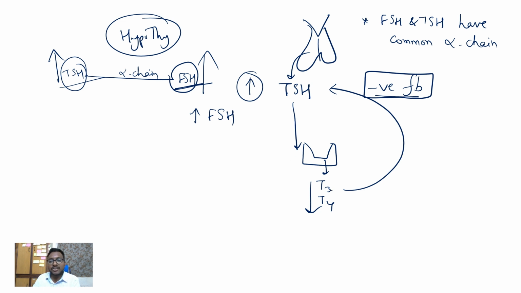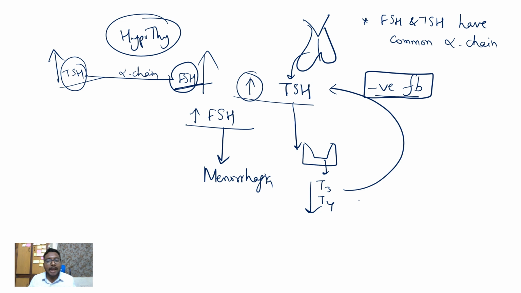That is why whenever there is decreased T3, T4, nothing but hypothyroidism, there will be increased TSH. Because of the increased TSH, obviously there will be increased FSH. So this increased FSH will cause menorrhagia or polymenorrhea. Now, you can apply the same thing to hyperthyroidism.